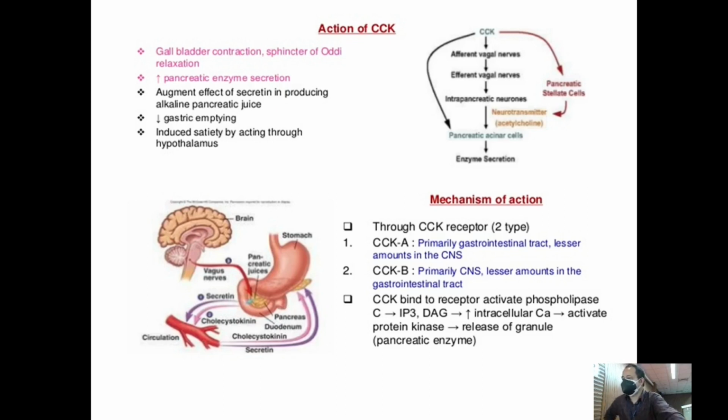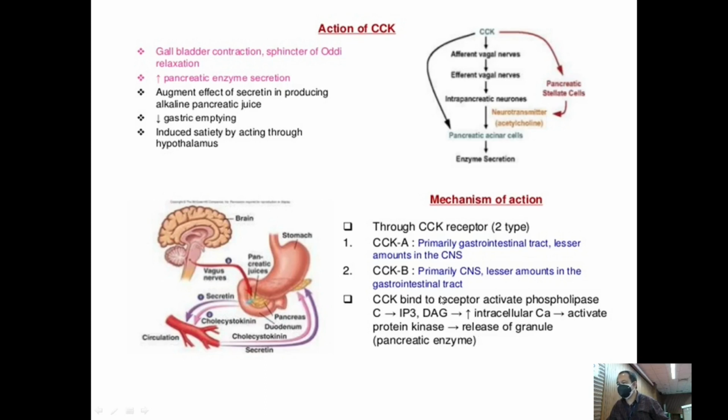So what is the mechanism of action of CCK? When it binds to the cell, it causes activation of phospholipase C, another enzyme present in the cell membrane. And what happens when this is activated? It causes the breaking of phosphoinositol diphosphate into inositol triphosphate and diacylglycerol, and this increases calcium concentration within the cell and activates protein kinase, and then results in the release of granules from the pancreatic cells. This is how it acts in the pancreas.